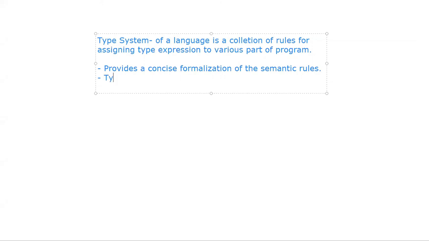Third, the type system contains a type checker. Now, what is a type checker? It is an implementation of the type system. So whatever we have learned till now is called the type system. So the type system contains a type checker, and the type checker is what? It is an implementation of the type system in the form of type expressions, right?